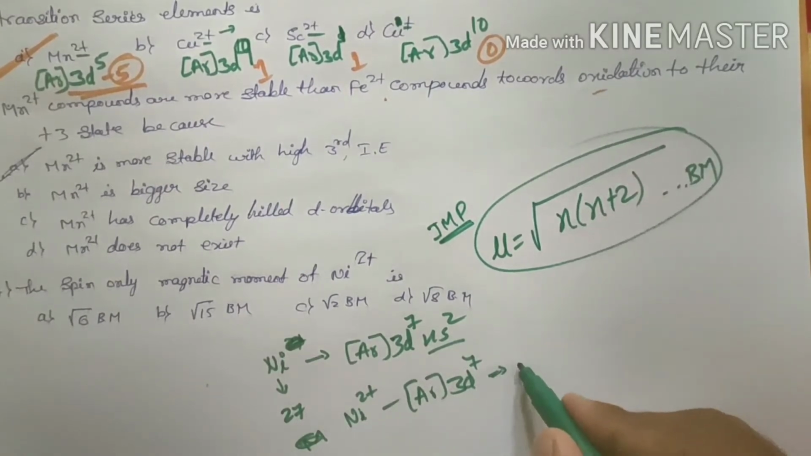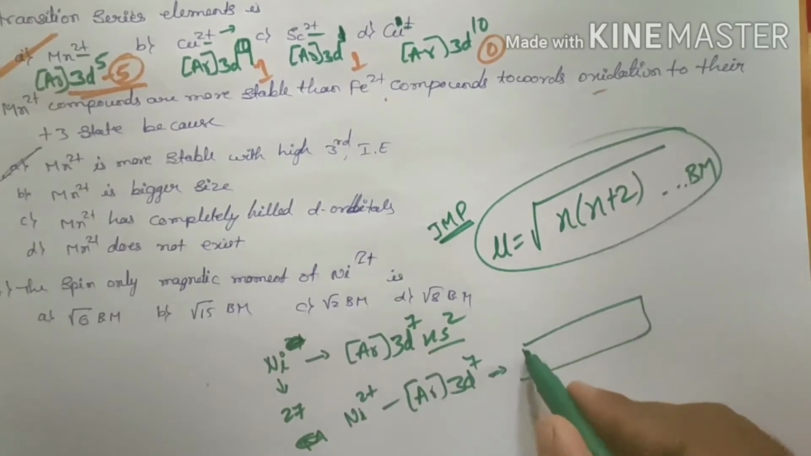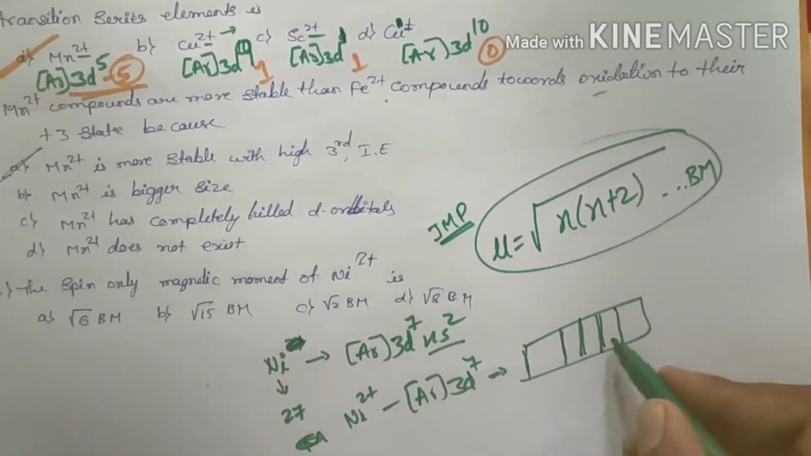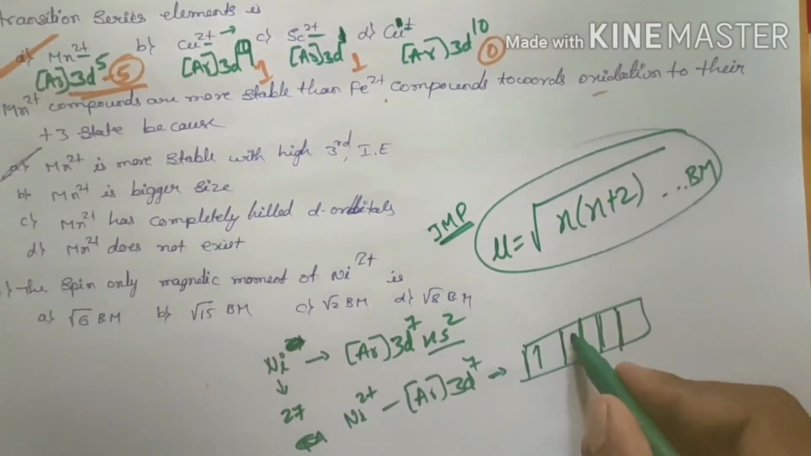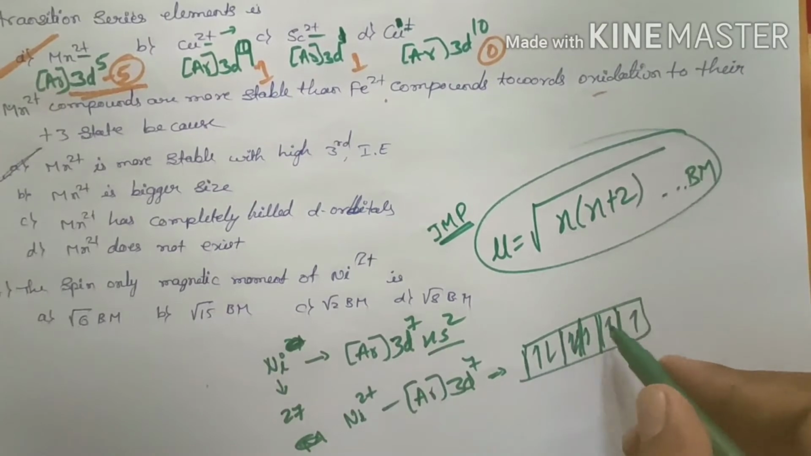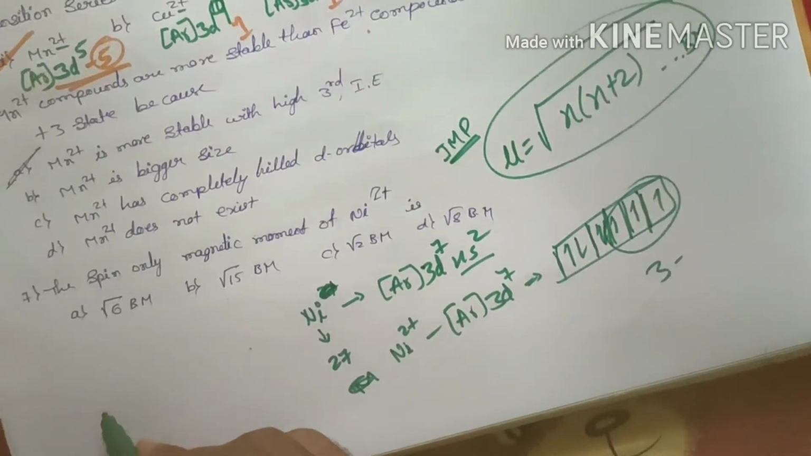How many number of unpaired electrons? Calculate this one, the number of unpaired electrons. If you are confused like this, you go for this. This is the best way. 5 orbitals are there in d. Fill the first single electrons. Next pair the electrons. How many number of unpaired? 3 unpaired electrons. And substitute in this square root of n into n plus 2 formula.